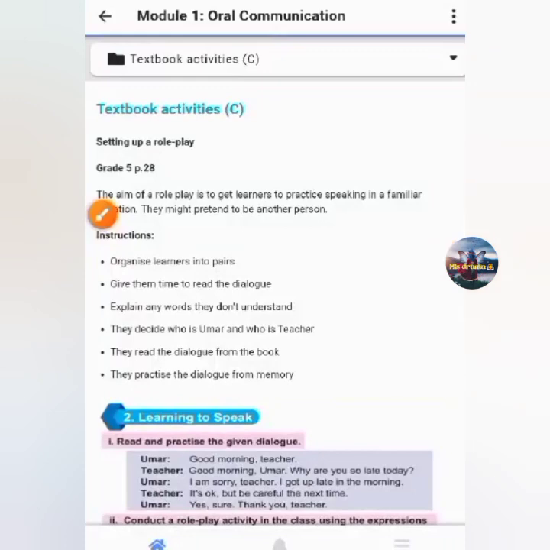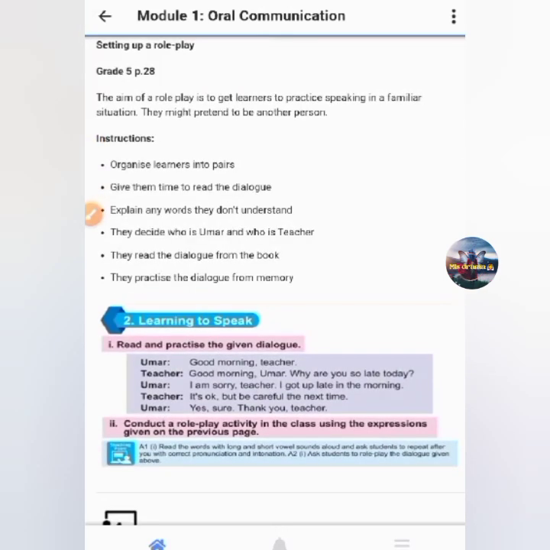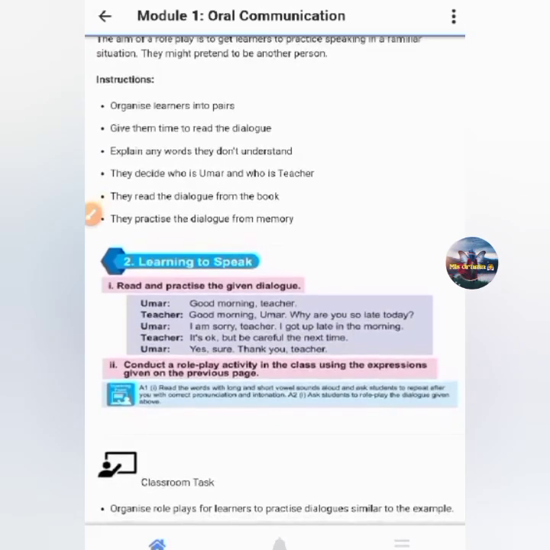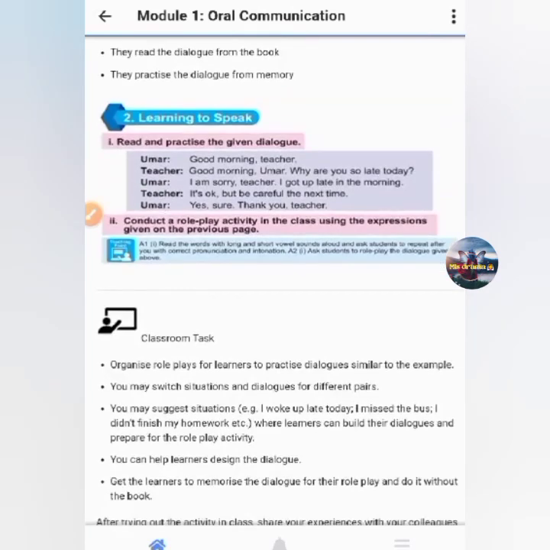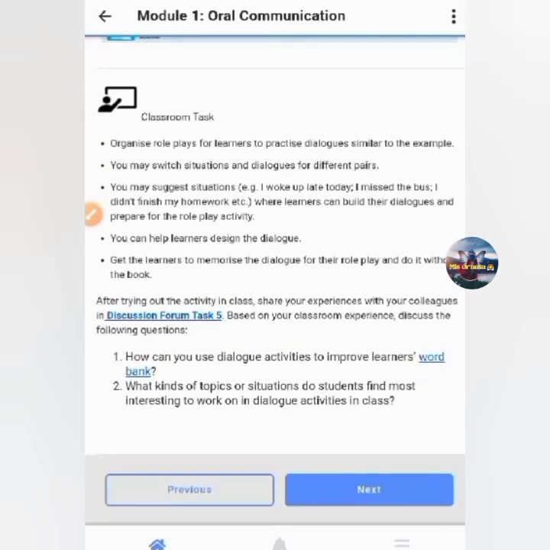Yes, textbook activities also discuss setting up a role play. There are a few instructions you have to give to your students. Firstly, get into pairs, read the dialogue, and explain different words. And there is a paragraph here in the form of a dialogue. Students can discuss. There are classroom tasks you can ask of every student in a pair, and yes, you can perform it for active learning and speaking skill.